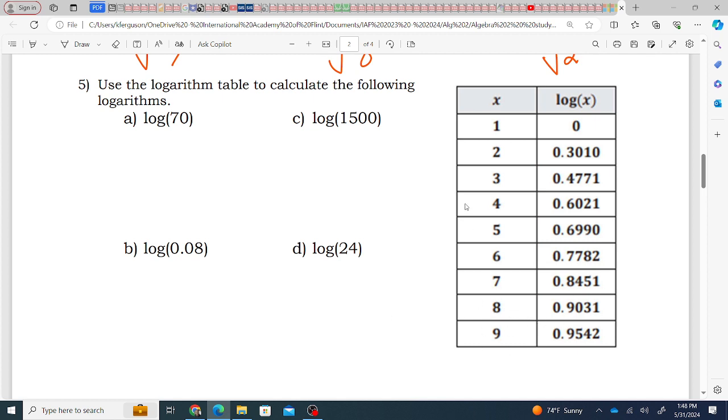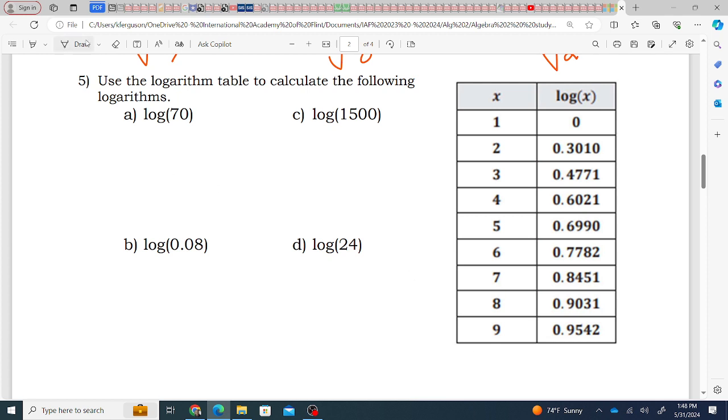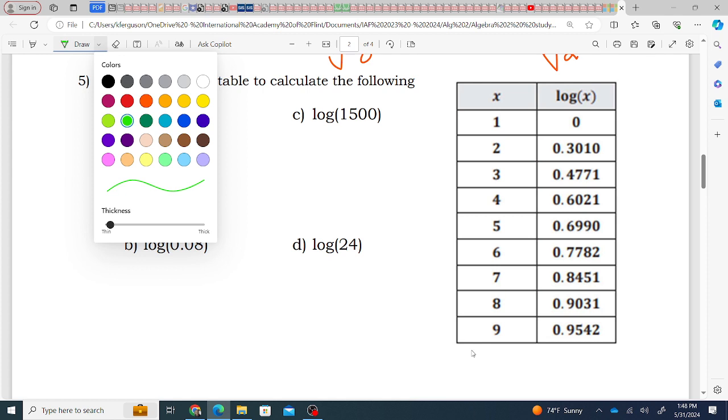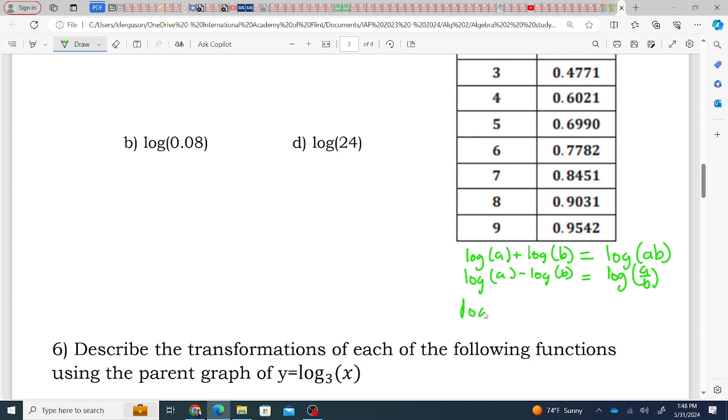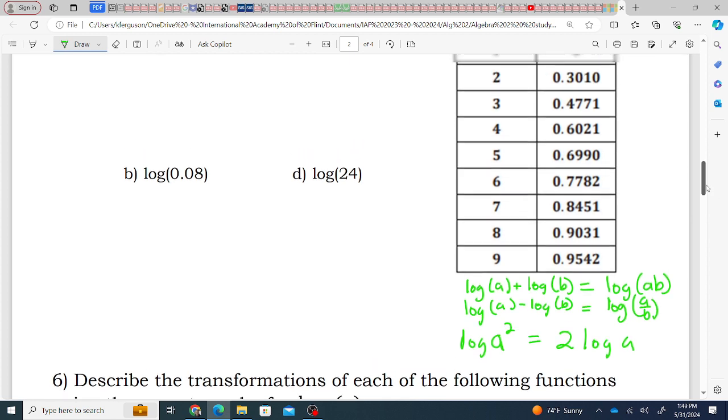What we're doing is we're remembering the rule that says that if I have log of, say, A plus log of B, I can change that to log of A times B. And if I have log of A minus log of B, I can change that to log of A divided by B. And if I have log of A to the second power, I can change that to 2 times log of A. So we're using these rules here for logs.